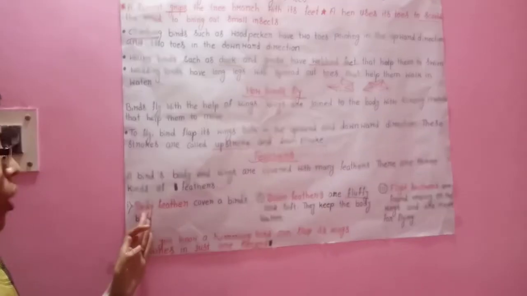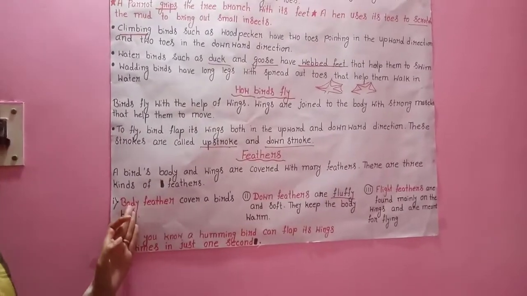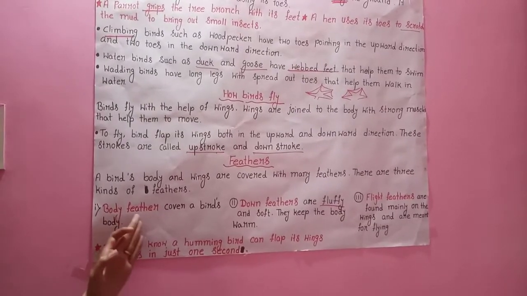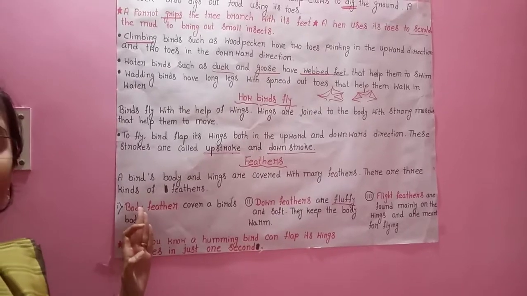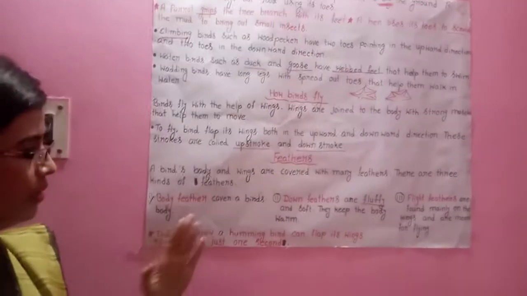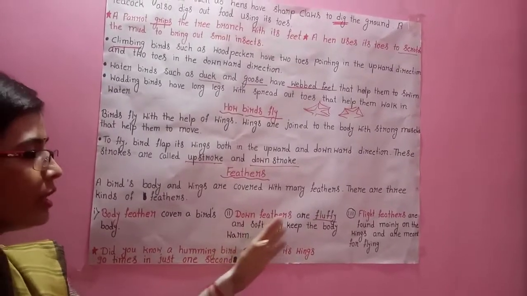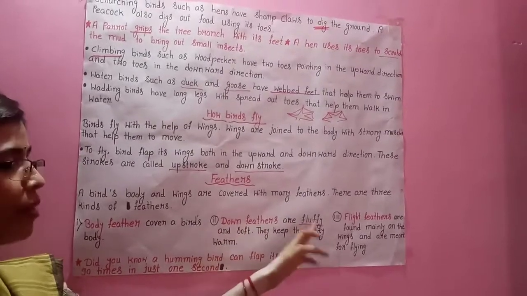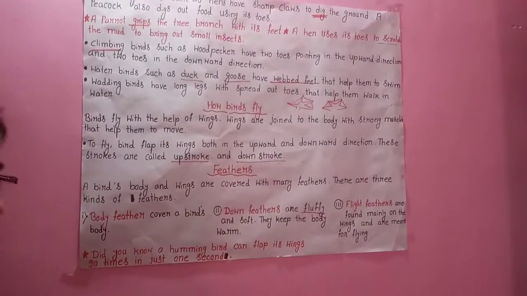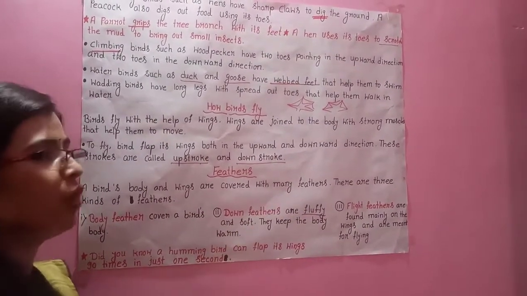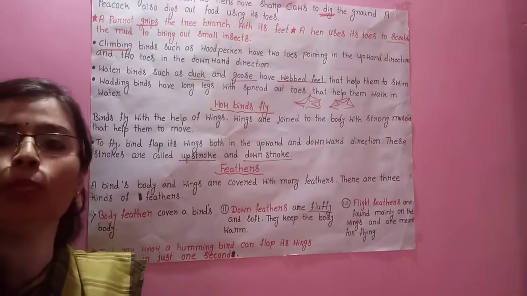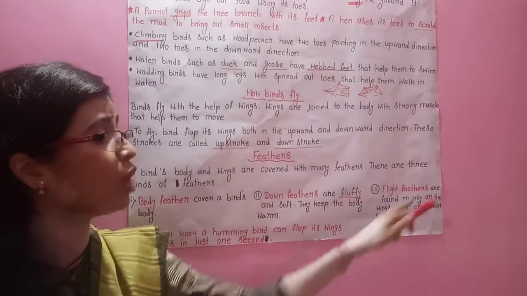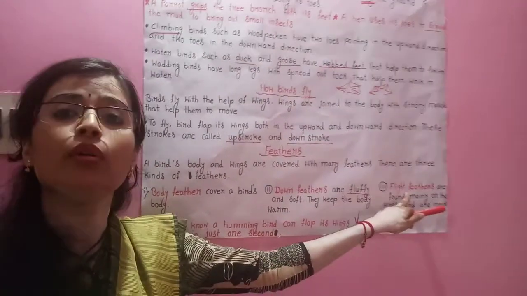So first of all, body feathers. What are body feathers? They cover the whole body, because body feathers protect the birds from the outer environment. Next one is down feathers. They are fluffy and soft. Fluffy means soft. They keep the body warm. And the last one is flight feathers. Flight feathers help them to fly.